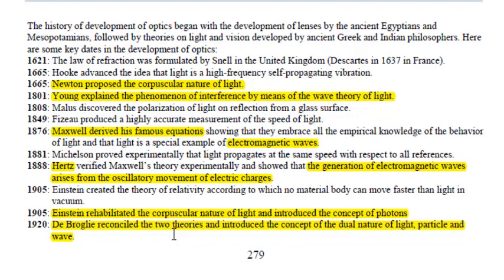For the first time, Einstein called the particle of light a photon. In 1920, de Broglie reconciled the two theories and introduced the concept of the dual nature of light, particle and wave. From 1920, we consider that light has two aspects, one of them the particle aspect, the second the wave aspect.